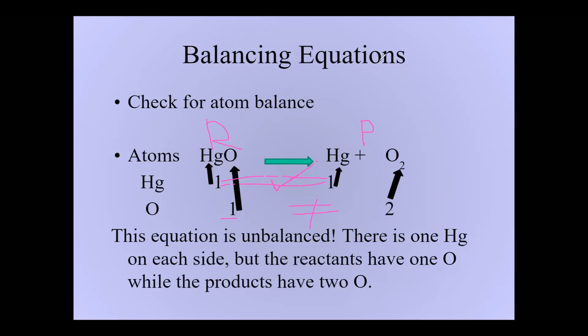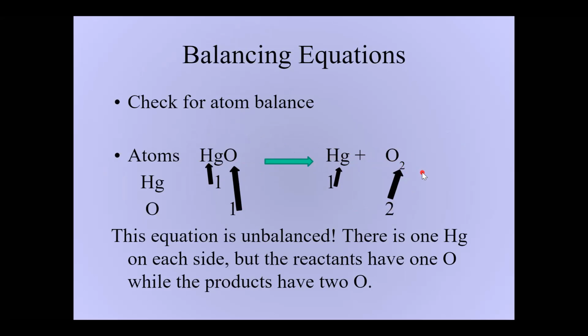All right, so what are we going to do about this? Well, like I said, the only thing that we can do is change the coefficients, putting a big number in front of some of these atoms. We cannot just go in and put a small 2 by the oxygen and be like, oh, there we go. Now we're all balanced. No, you can't do that. You can only add coefficients, only add the big numbers in front. The subscripts, whether there are 2 or whether they're not there and they just mean 1, those are set in stone. We cannot do anything with those.